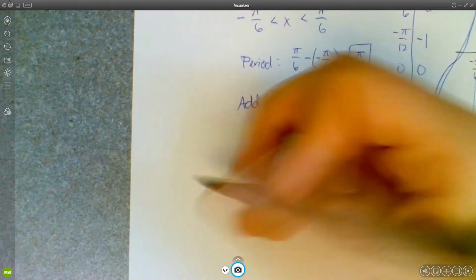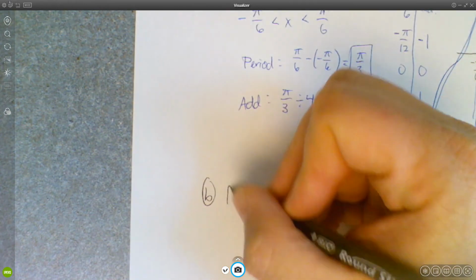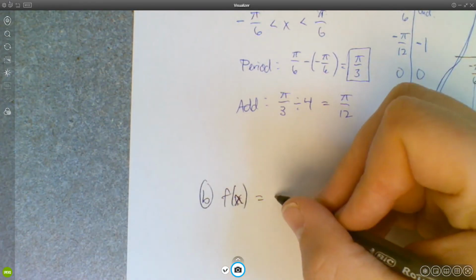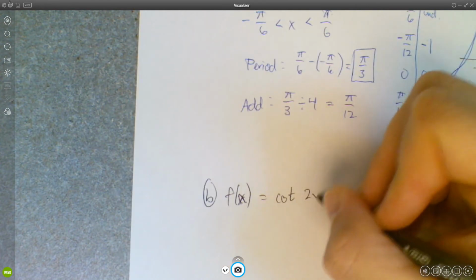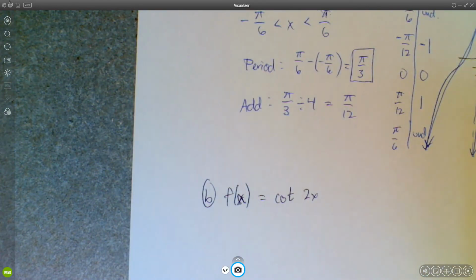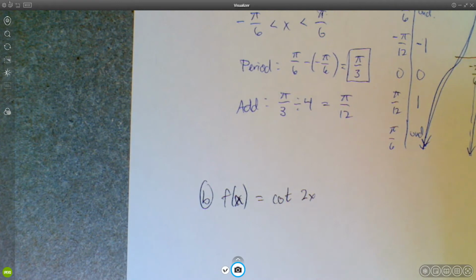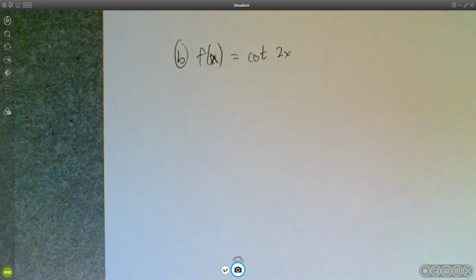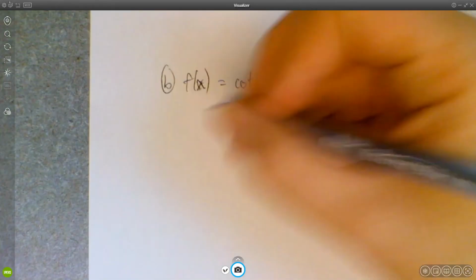Let me give you one to work on. See if you can do the same thing this time for cotangent. So we'll do f of x equals cotangent of 2x. Just remember, the period is from 0 to pi on cotangent, not from negative pi over 2 to pi over 2. So I'll let you work on that. Okay, here's my solution.